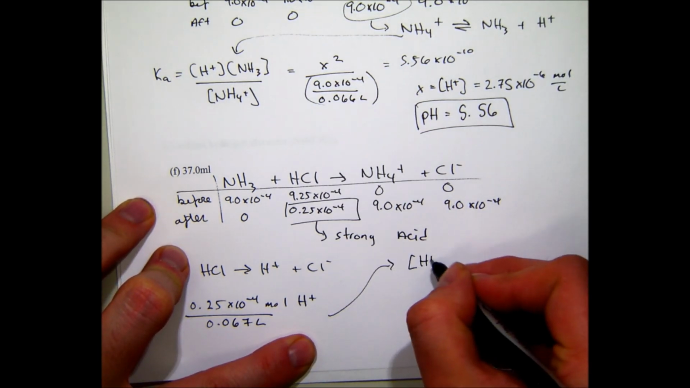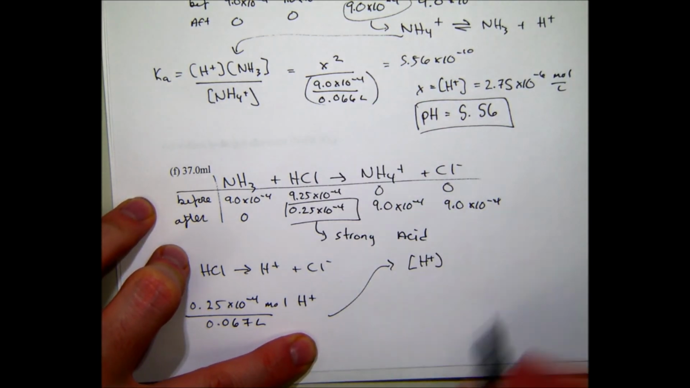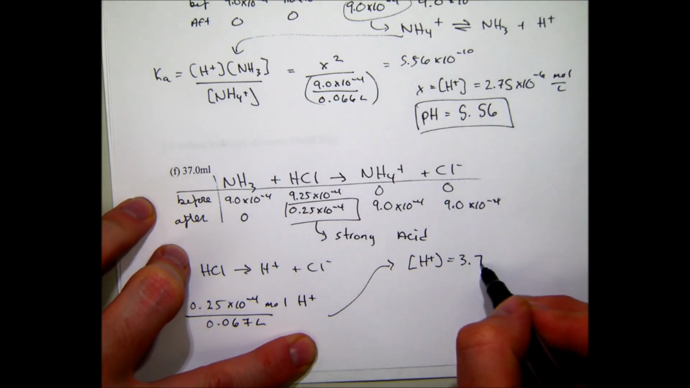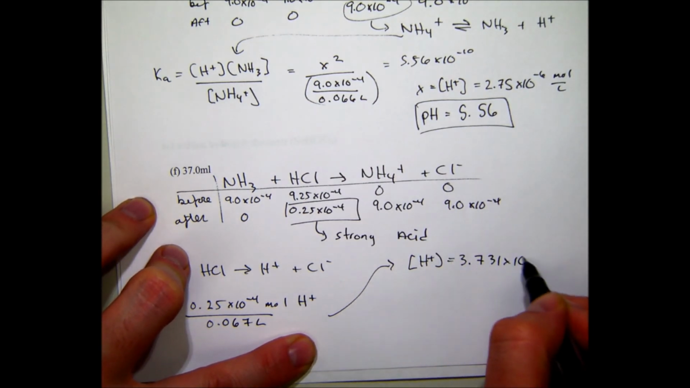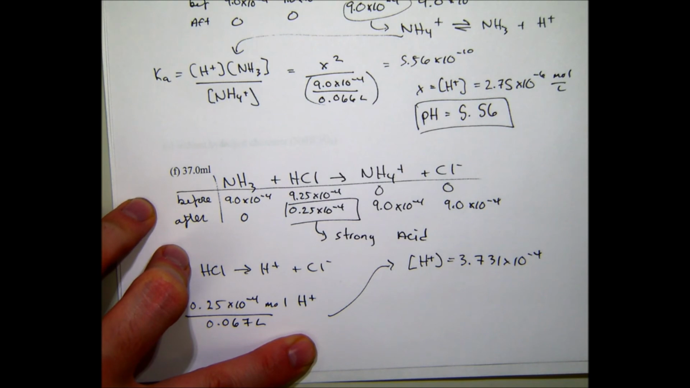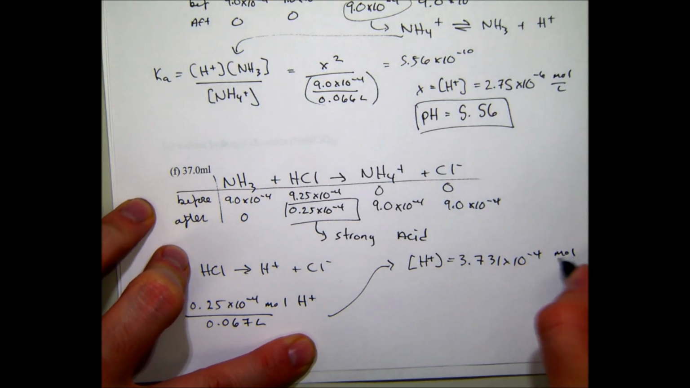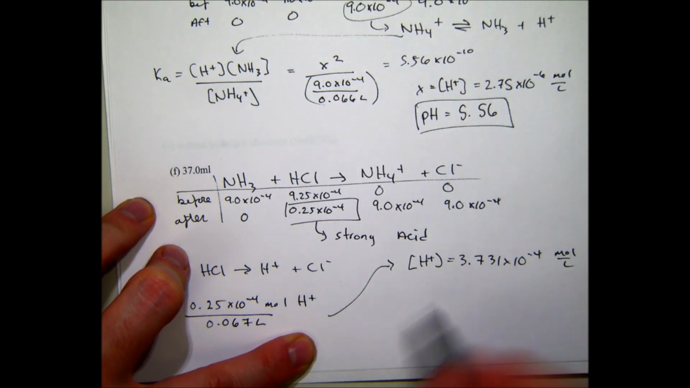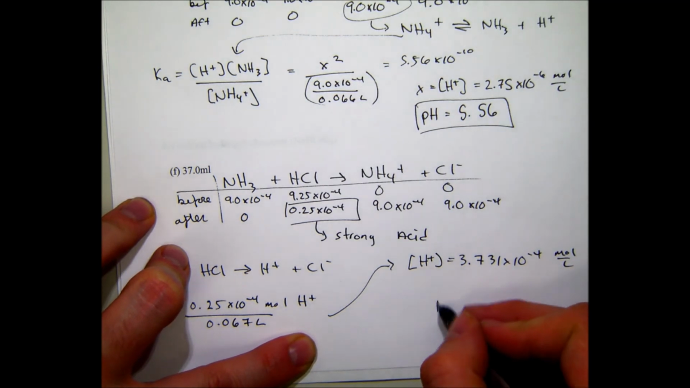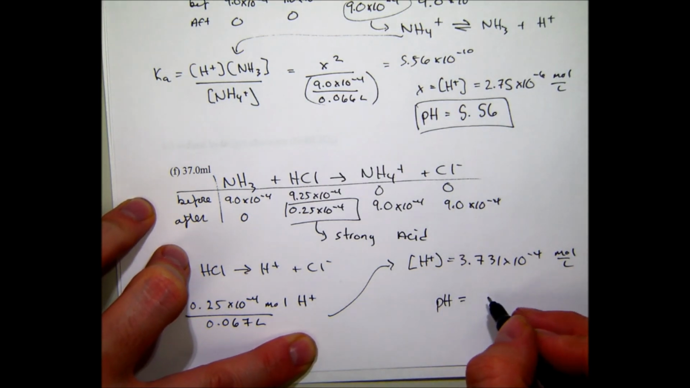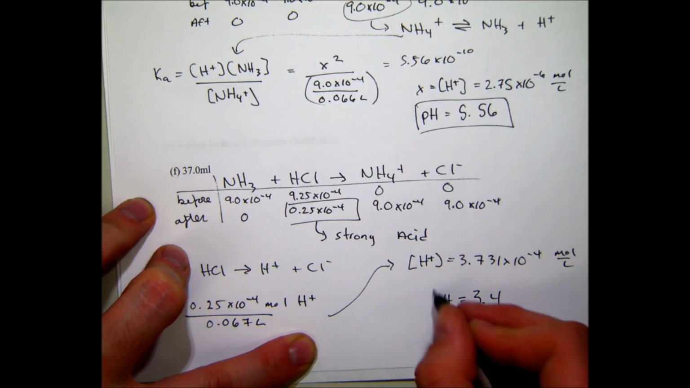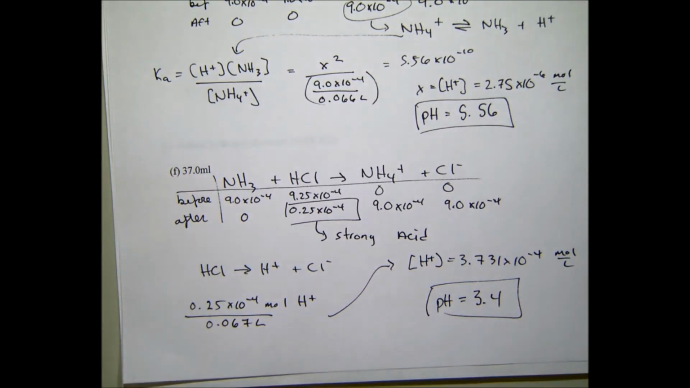So the concentration of H+ is equal to 3.731 times 10 to the negative 4, that's in moles per liter. Take the negative log of that number, and we find that the pH is equal to 3.4. So you can see how quickly the pH is now going to drop after we go 1 mL past the equivalence point.